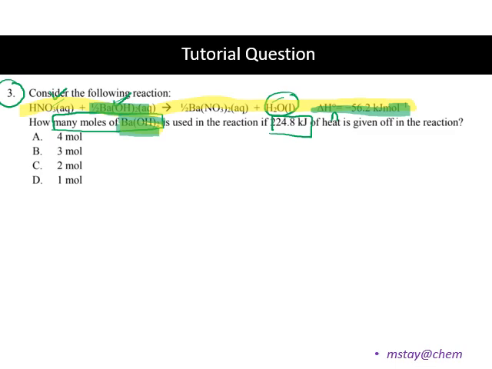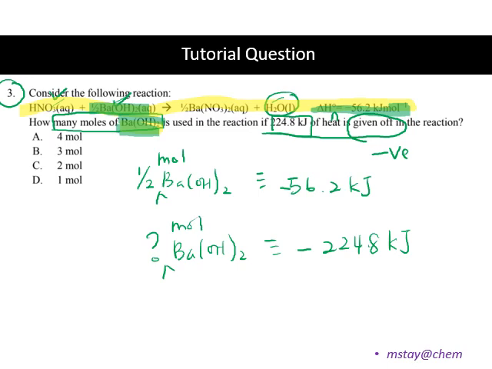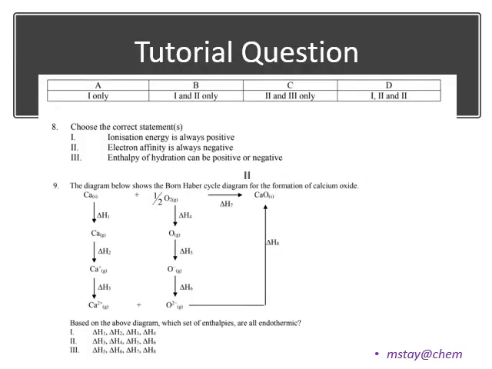According to the thermochemical equation, 0.5 mole of barium hydroxide releases negative 56.2 kilojoules. So now 224.8 kilojoules is given off, also showing negative. So how many moles of barium hydroxide are used? If you want to determine this, press the calculator and you will get 2 moles, by using the crossover multiplication method.